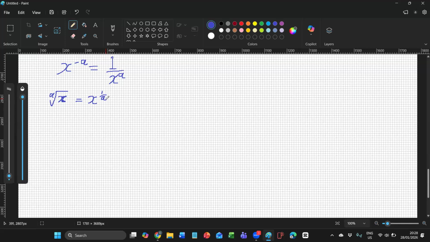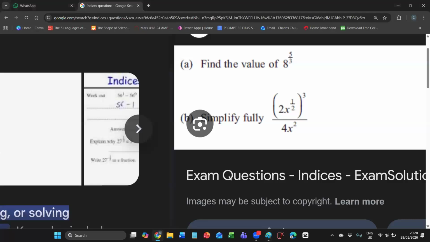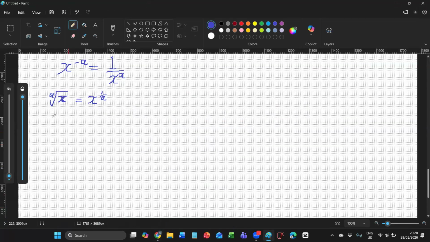Okay, good. So it is this law that I said I want to apply now to solve that question. Let's go back to the question. Let's take a look: 8 raised to the power of 5 over 3. So this one is solving. I'm done with the laws. Solve. We'll solve as many as we can.